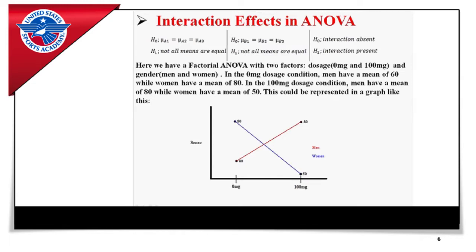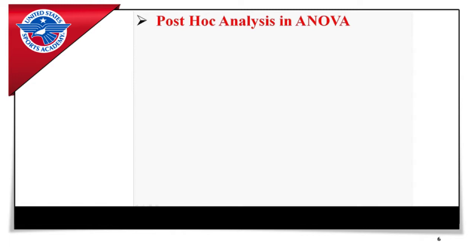Basically, what an interaction means is that the effect at one level depends on the other level. So for example, at 0 milligram, men are lower than women, but at 100 milligrams, men are higher than women. So really the effect of gender depends on what level of dosage you're at, and the effect of dosage depends on what level of gender you're at. The variables have interacted in this way, and that's what it means for there to be an interaction effect in your ANOVA. Now after you do an ANOVA, you might do something called a post hoc analysis.